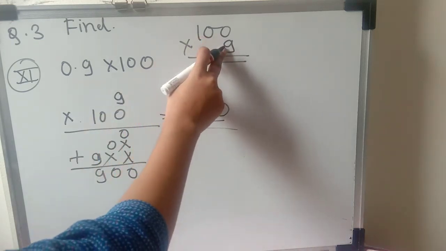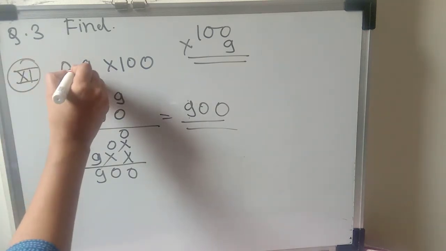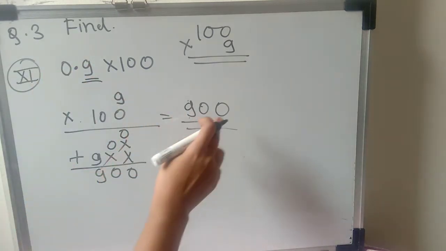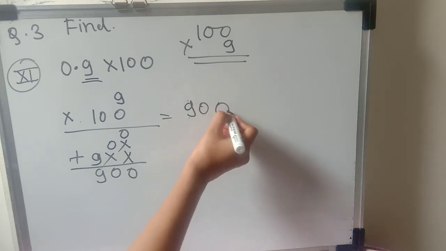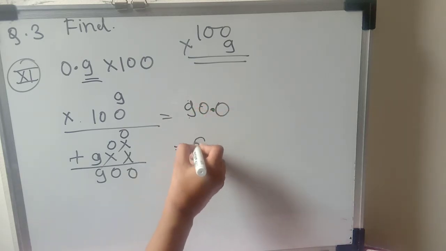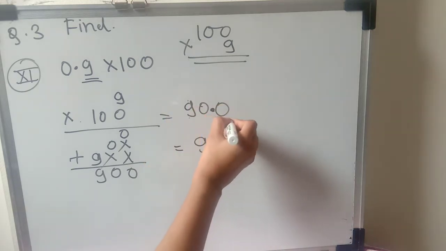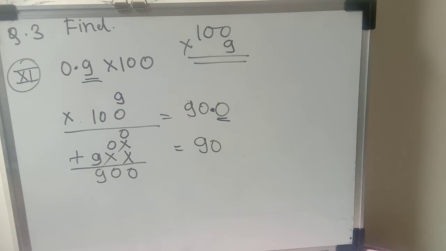Now in the decimal number 0.9 is there, means after the decimal how many places are there, that is 1. So from the right side in the answer you have to count one place and then put the decimal, and here we'll get the answer, that is 90. Okay, because after the decimal if 0 is there, it means there is no value for that 0, so there is no need to write that place.